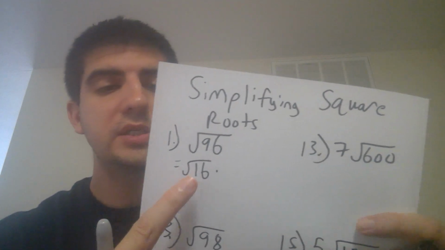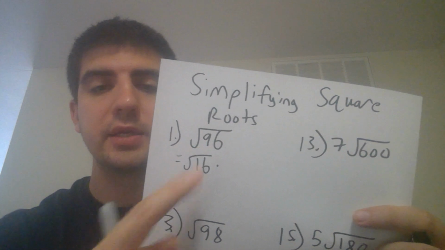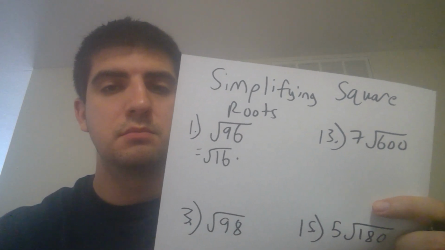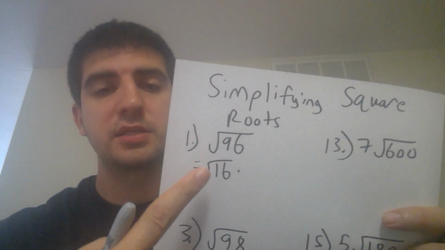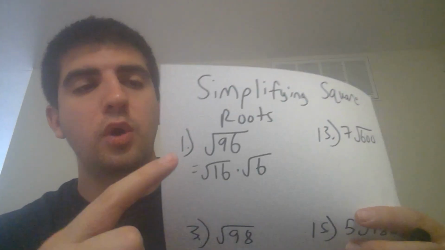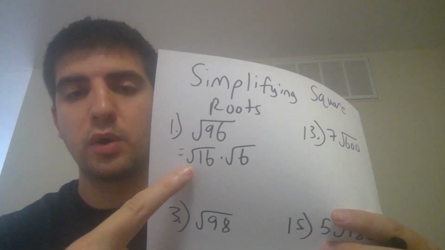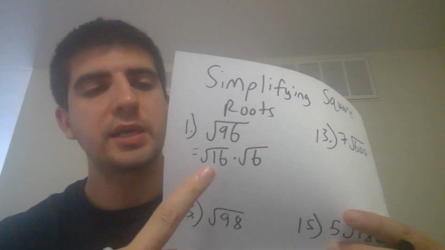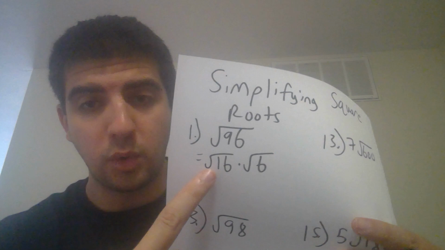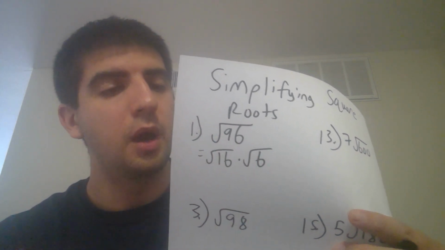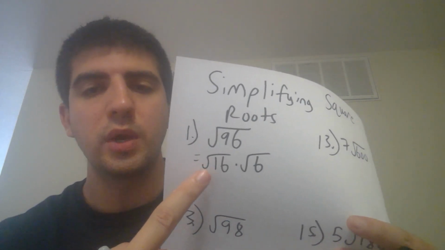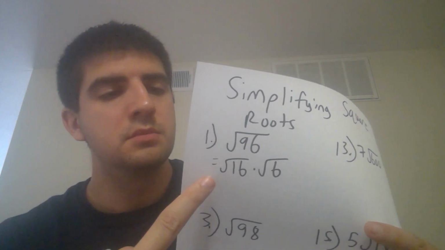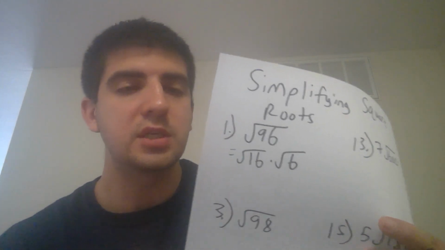Let me ask you, 16 times what gets me 96? It'd be 6. If you can't do it in your head, just do 96 divided by 16, which gets me 6. Pause here. The square root of 96 is equal to the square root of 16 times the square root of 6. This is just basic operations. Just like 16 times 6 is 96, the square root of 16 times the square root of 6 is the square root of 96. Okay, what is the square root of 16? It's just 4. We got that in the notes. The square root of 16 is 4.